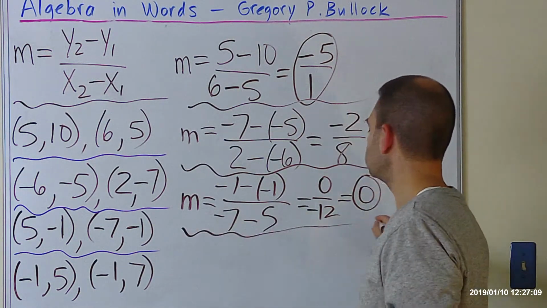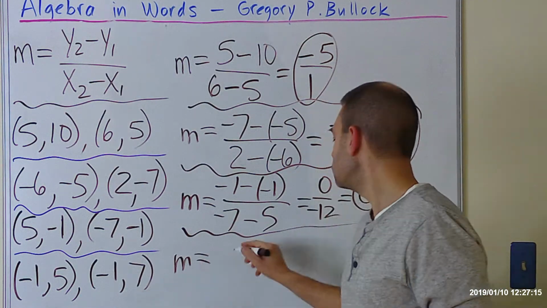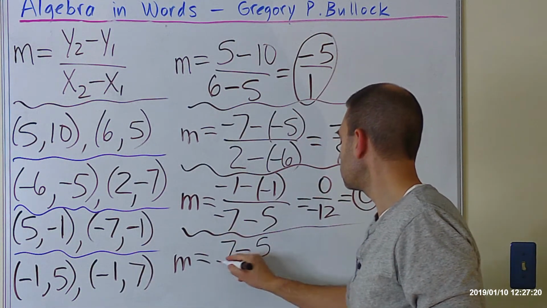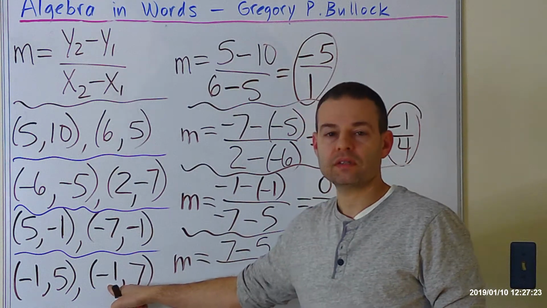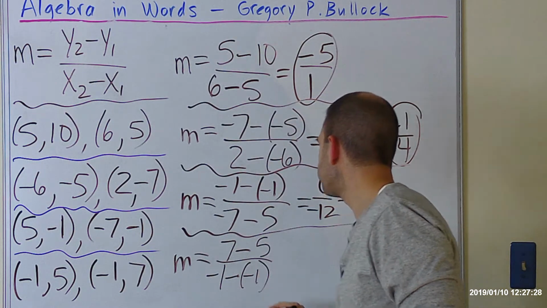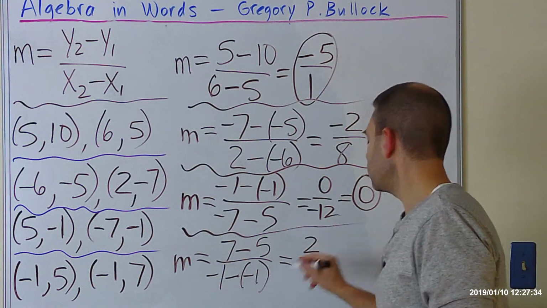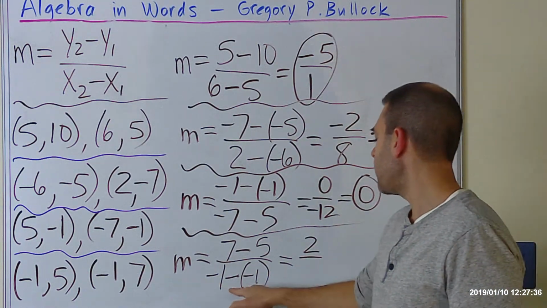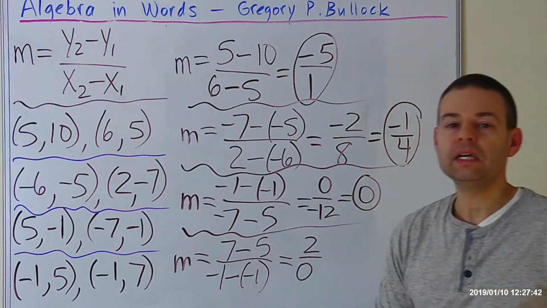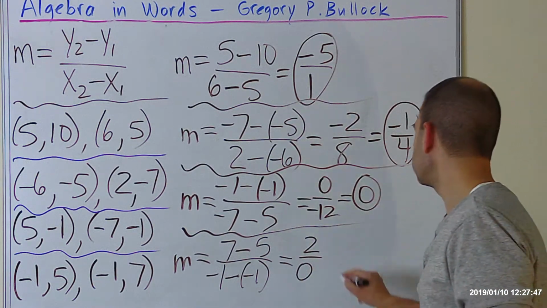Let's do the last one. M equals 7 is y2 minus y1, which is 5. And in the bottom, y2 is this negative 1 minus this negative 1. Simplifying the top, 7 minus 5 is 2. And in the bottom, 1 minus a minus 1, which is plus 1, is going to be 0. What is 2 divided by 0, or any number divided by 0? It's undefined.